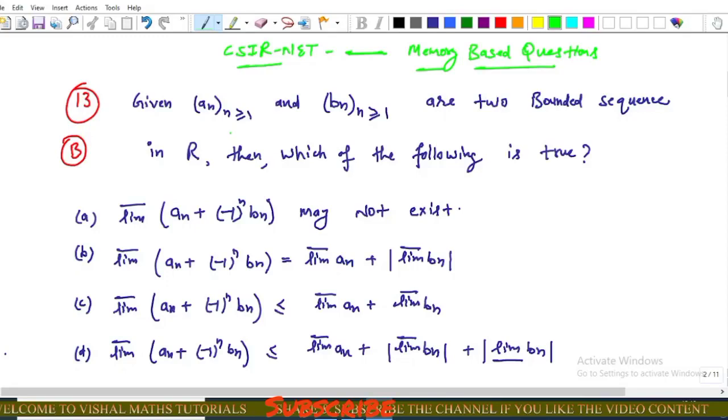Hello everyone, in this video we will discuss the memory based question of CSIR-NET and come to question number 13. Actually this is a part B question, and in the given question, a_n and b_n are two bounded sequences in R, then which of the following options is true? We have these four options in which we have to find the correct one.